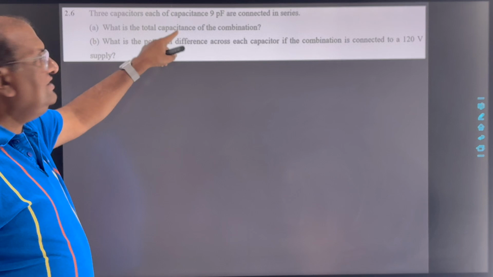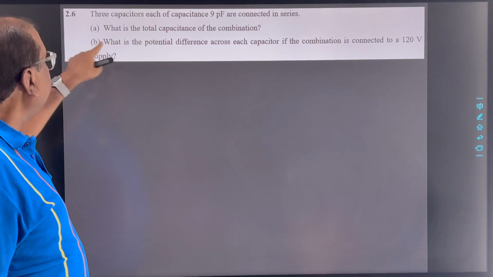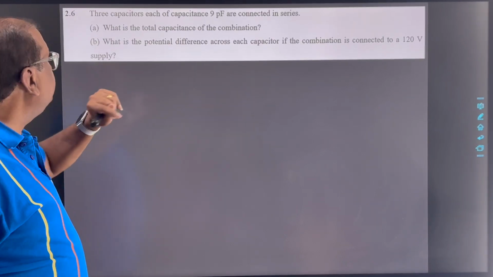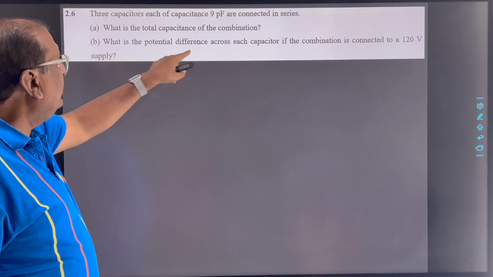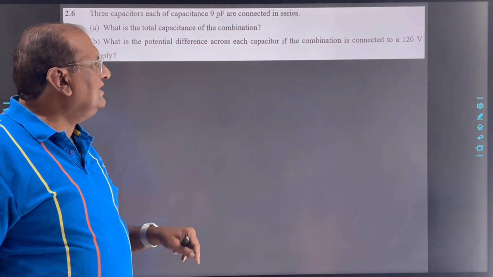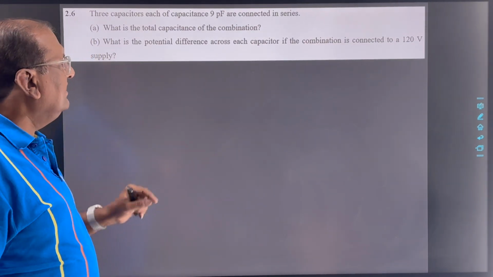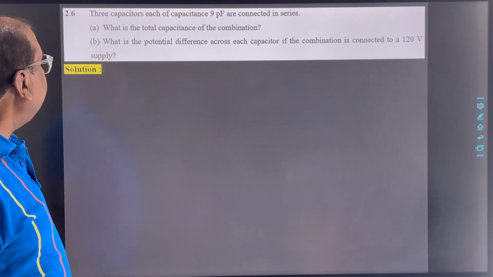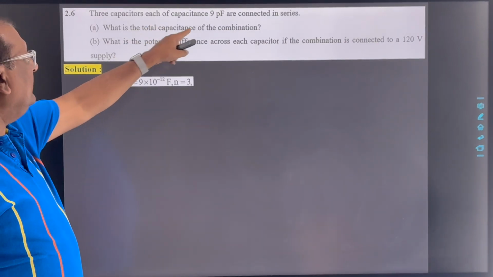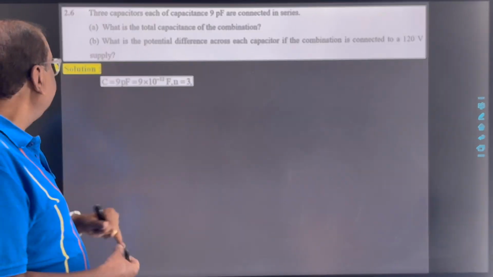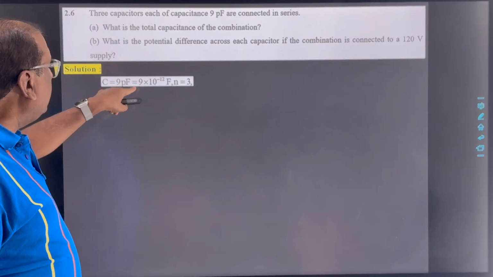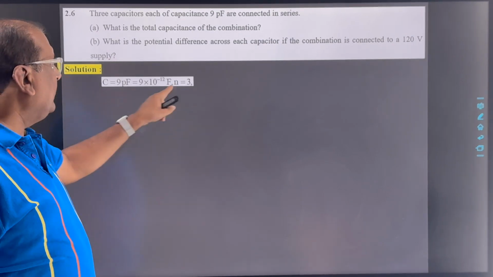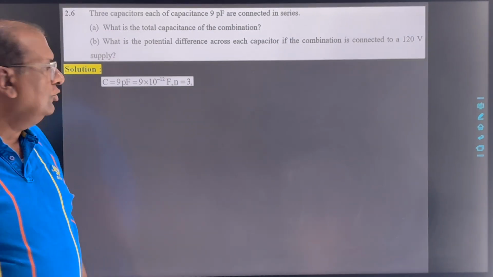Three capacitors, each of capacitance 9 picofarad, are connected in series. A. What is the total capacitance of the combination? B. What is the potential difference across each capacitor if the combination is connected to a 120 volt supply? Now see here, three capacitors are there, each with the same value of capacitance, that is 9 picofarad, so that is 9 into 10 raised to minus 12 farad. Total number of capacitors, that is n equal to 3.